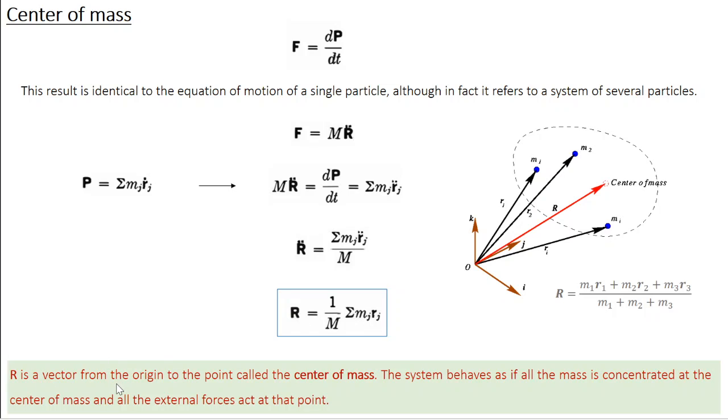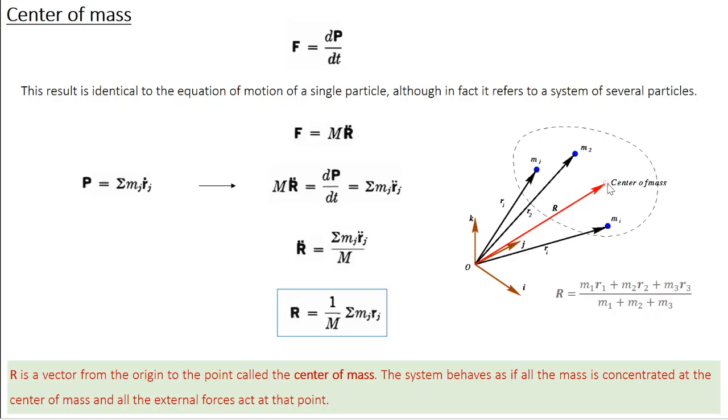So R is a vector from the origin to the point called the center of mass. If you take the case of three masses m1, m2, m3, the respective position vectors are r1, r2, r3. In this case, the capital R vector is defined as summation over mj rj, which is m1 r1 plus m2 r2 plus m3 r3 divided by capital M, which is the total mass, and this is going to be m1 plus m2 plus m3.